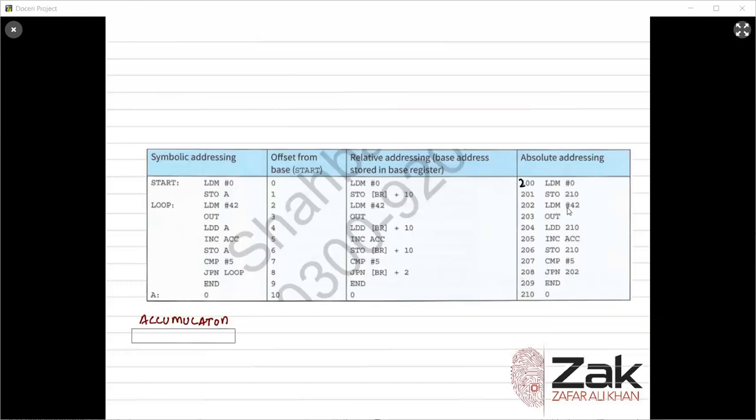Then this is LDM 42, means load the value 42 in the accumulator. All right. So what OUT does we will discuss later. LDD 210 means load directly from address 210. So from address 210, this 0 will be loaded to what? Accumulator. We will discuss increase afterwards. We will discuss store afterwards. Compare afterwards. Jump if not equal afterwards. And then the program ends.